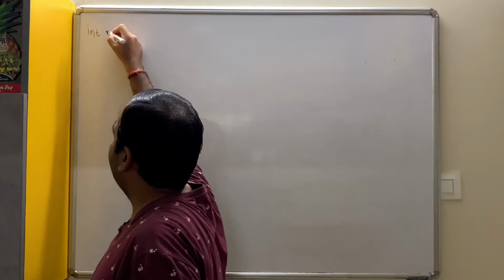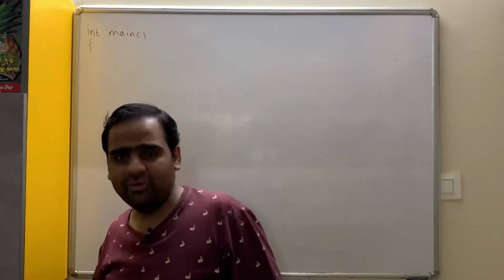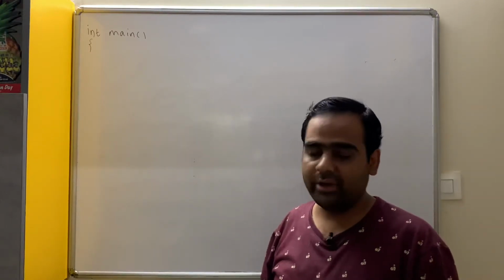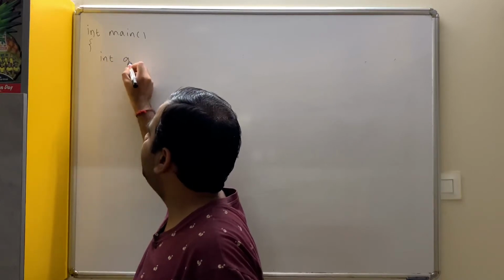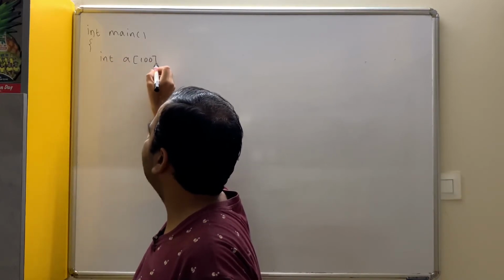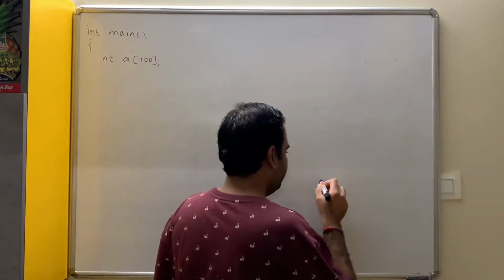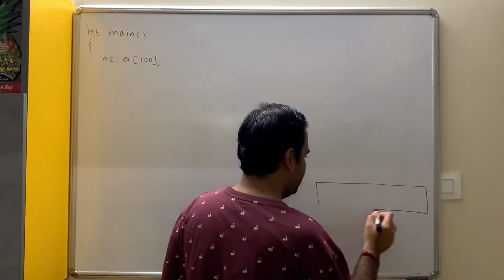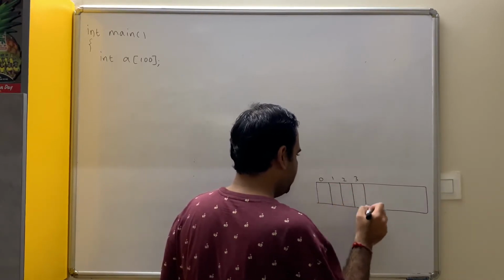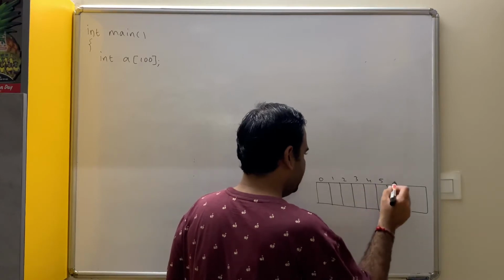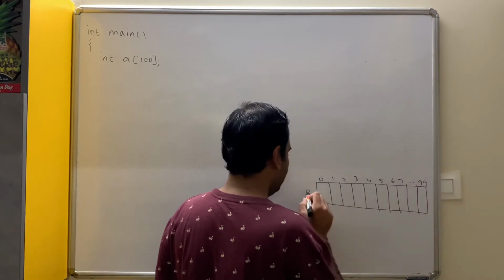We say int main and #include stdio.h, and any other function prototypes you need, write them appropriately. Let's declare an array. Let me say int a of 100. You can declare int a of 1000 or something, I don't mind. What will happen? An array A will be created in the main scope. This is the array A with index 0, 1, 2, 3, 4, 5, 6, 7 and so on up to 99. This is array A.